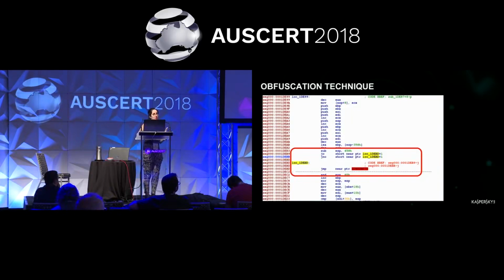But going after the first decryption routine, the code was something like this. As you see, there is some part that I put in red, which shows a specific obfuscation technique. It's not very specific to this threat actor, but it's not a very common technique either.